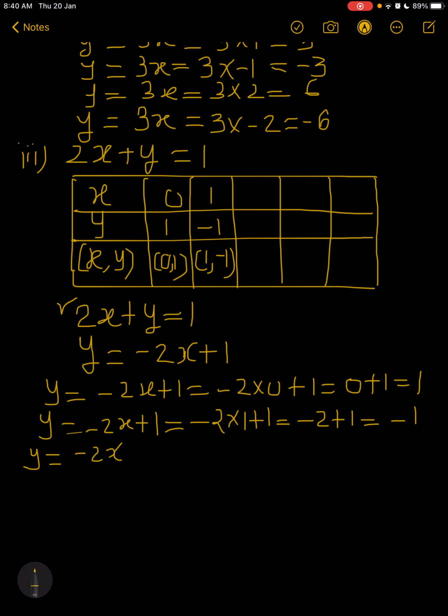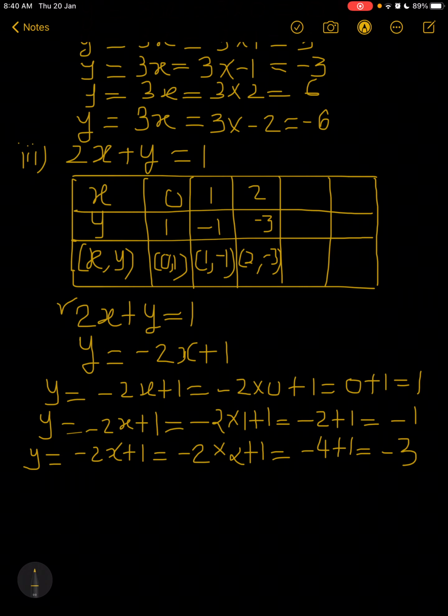Minus 2x plus 1, minus 2 multiplied by 2 plus 1. 2 twos are 4 and plus 1. From minus 4, 1 you remove. From minus 4, if 1 is gone, it gives minus 3. So I'll write here x number 2, y number is minus 3. Minus 3, 2 comma minus 3 is the solution.